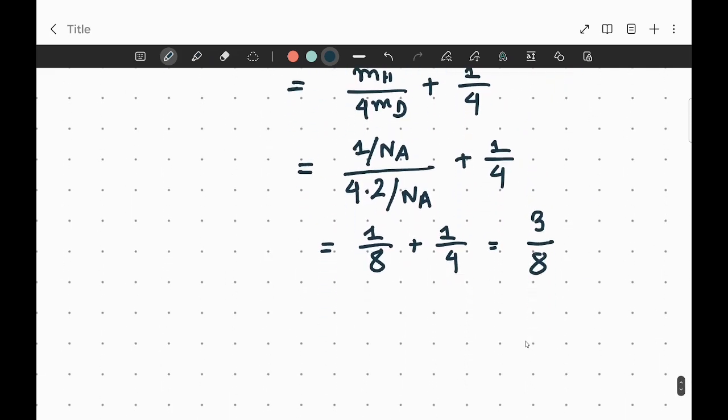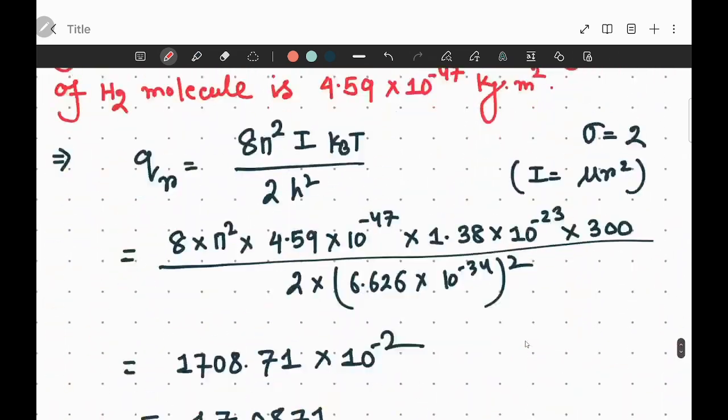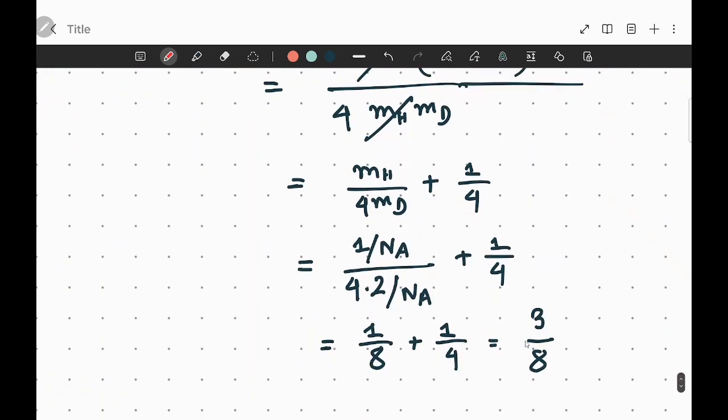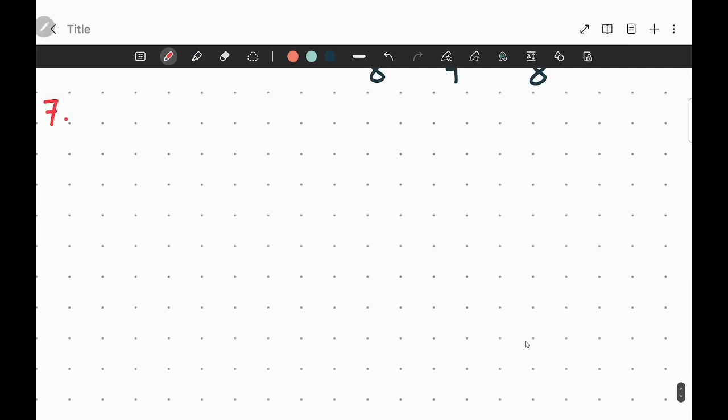Okay. So that was our question number 6. The bond distance is usually different, but here for the calculation purpose, they said that you can assume that the bonds are equal, but actually the bonds are different. Okay, next question.